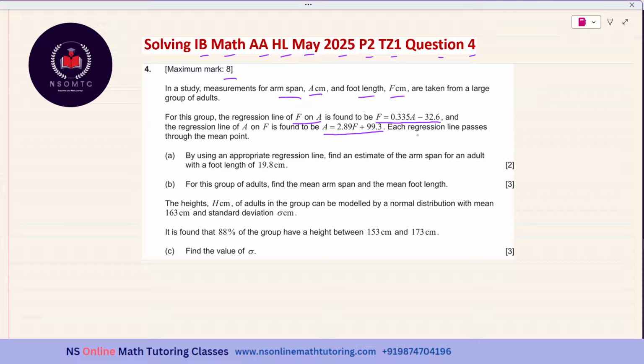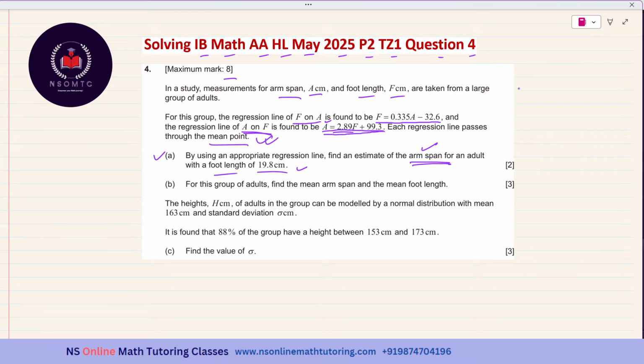Each regression line passes through the mean point. This is mentioned over here. Even if it is not mentioned, you should know that every regression line passes through the mean point. Okay. So part A's question is, by using an appropriate regression line, find an estimate of the arm span for an adult with a foot length of 19.8 centimeters. So we have to find the arm span. We are given the foot length. So therefore, we will be choosing this equation where arm span is the subject of the equation. Okay. So the regression line is A on F.